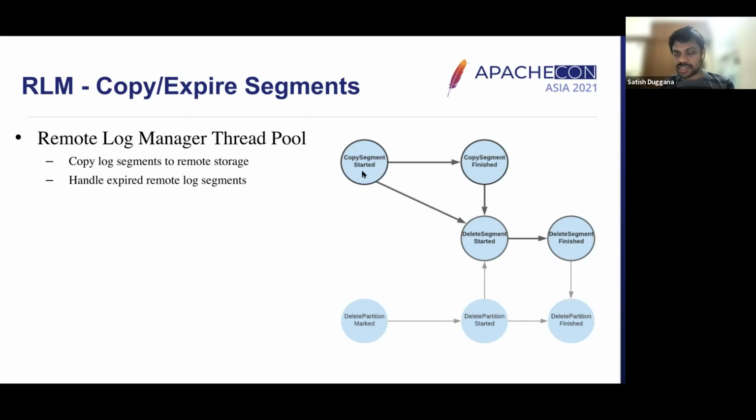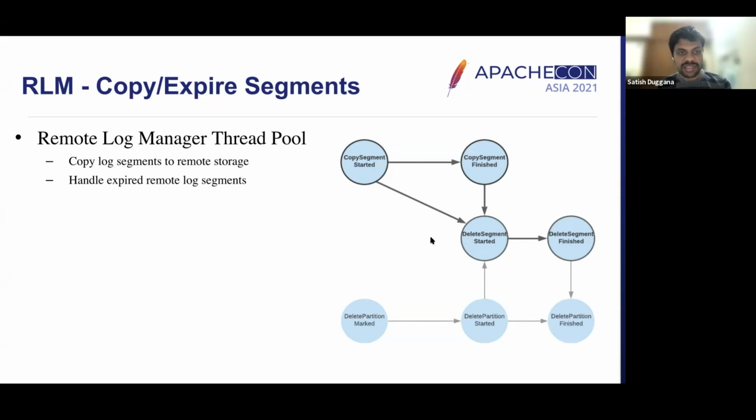As you can see here, the remote log segment metadata has a few state transitions. These are very simple state transitions, mainly about copying and deleting operations. Before copying, we set the remote log segment state as copy segment started, and then we copy the segment to the remote storage using the remote storage manager. Once it is considered to be successful, we update the state in the remote log metadata manager saying copy segment finished.